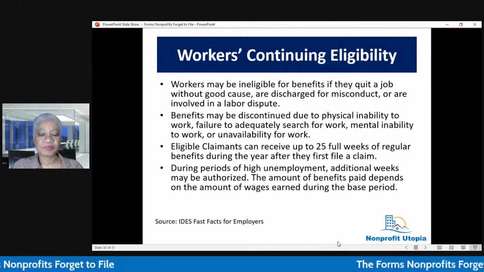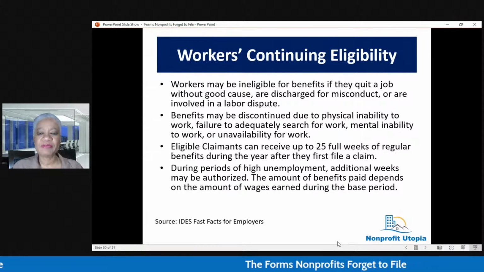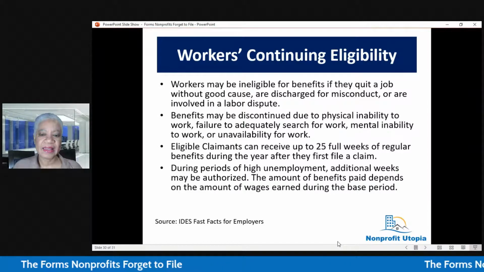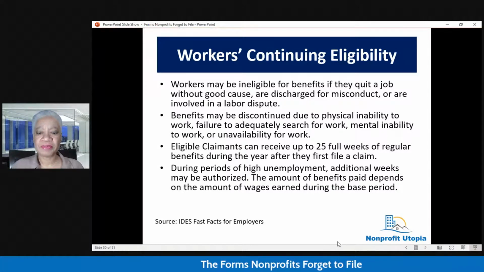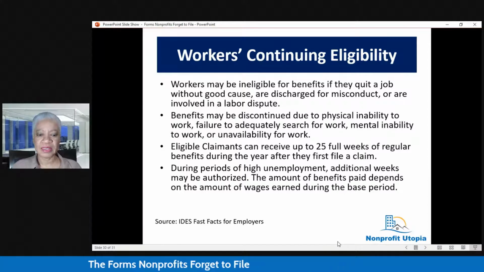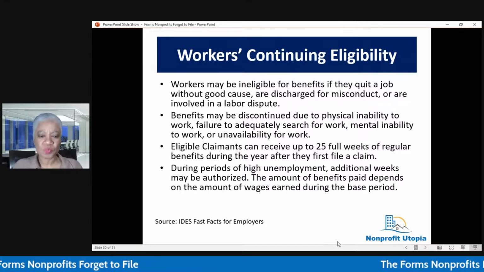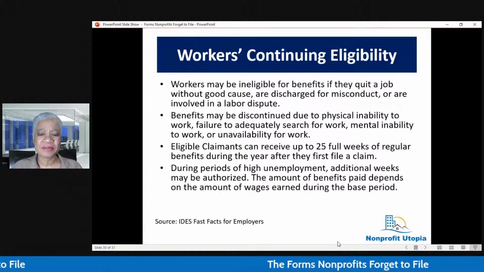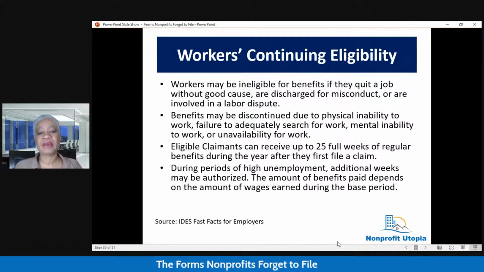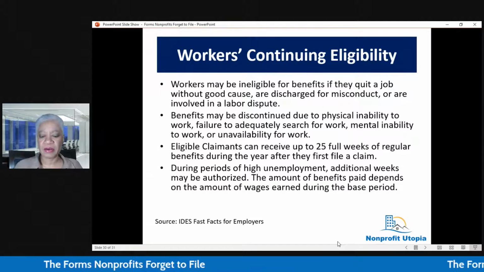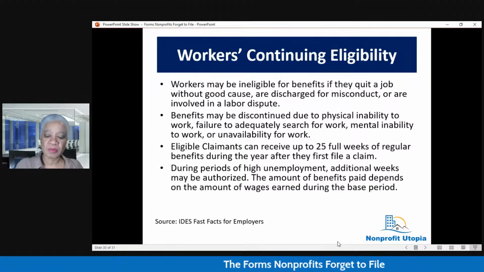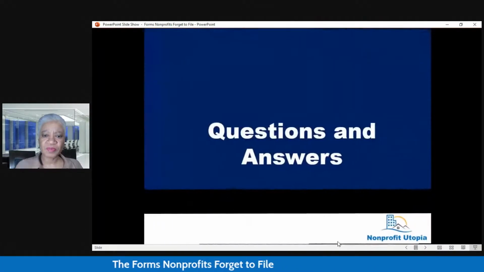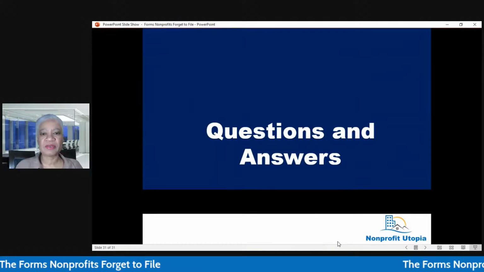If you're eligible, you can get up to 25 weeks of regular benefits during the year for unemployment. And in this time of COVID-19, those have been extended. So again, during periods of high unemployment, additional weeks can be authorized, and this depends on the amount of your wages earned during the base period, and that's normal times. But with COVID-19, there are specific amounts.